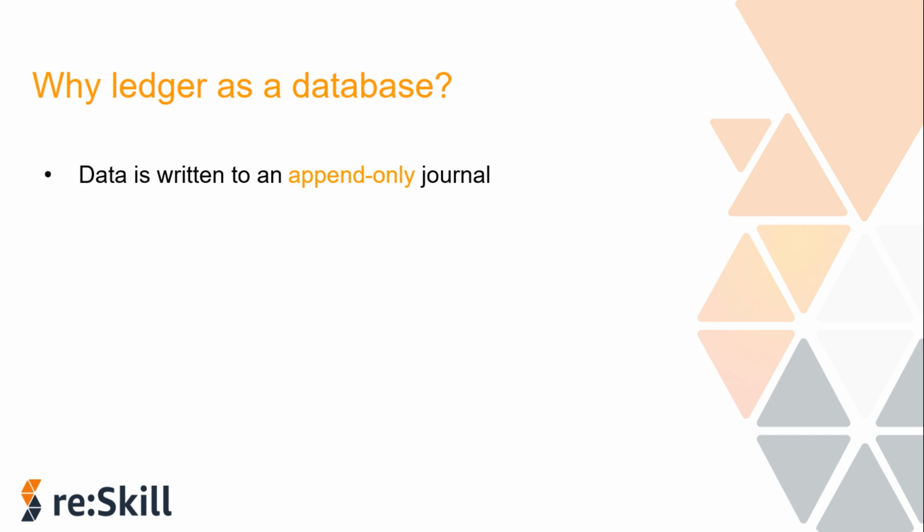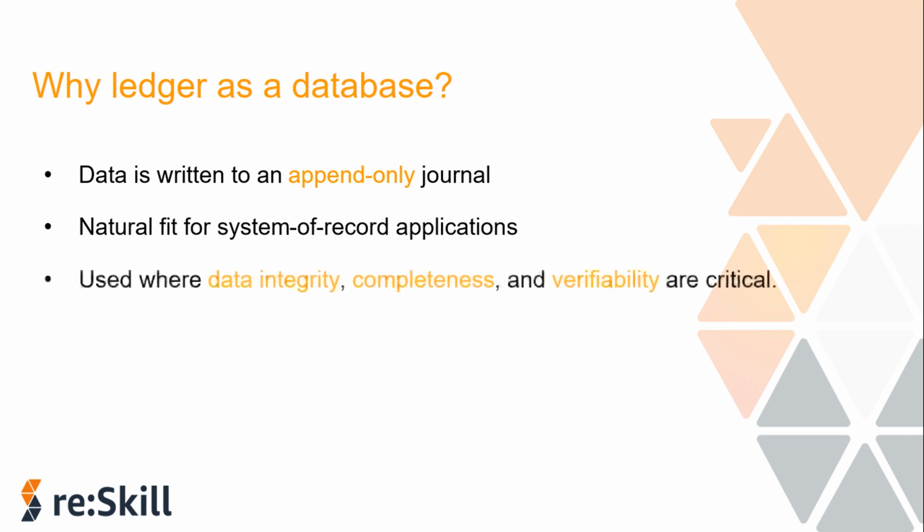Which means we are not going to have our data altered or overwritten, providing the developer with full data lineage. Moreover, the data in Amazon QLDB's journal is immutable and verifiable, which means you can trust the data that is there in your ledger. Amazon QLDB's features make it a natural fit for system of record applications, those for which data integrity, completeness, and verifiability are critical. So such applications are a good case where QLDB can be used.